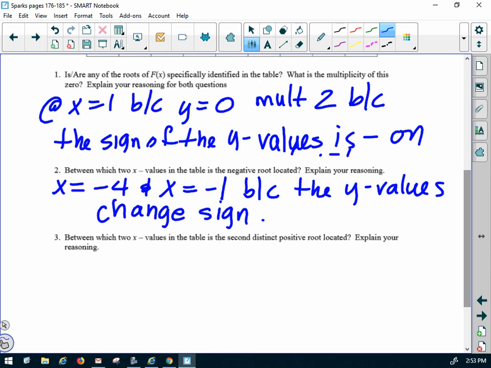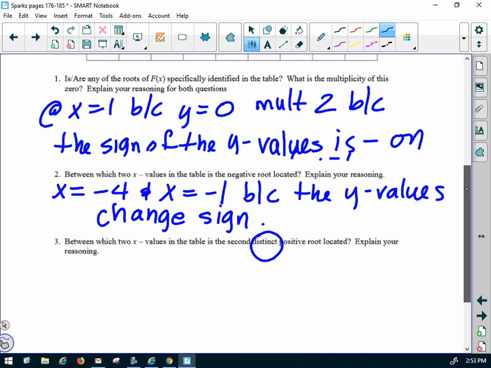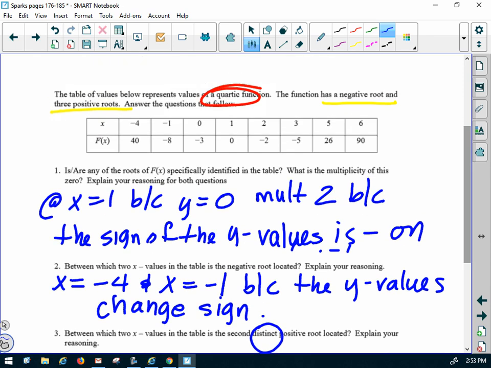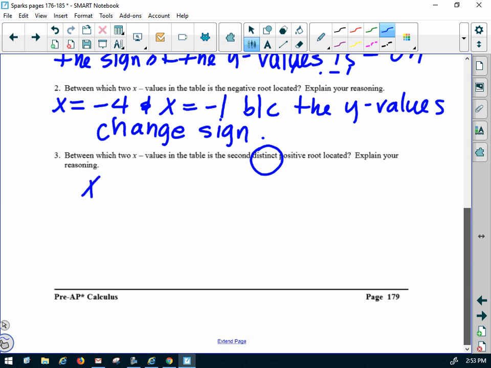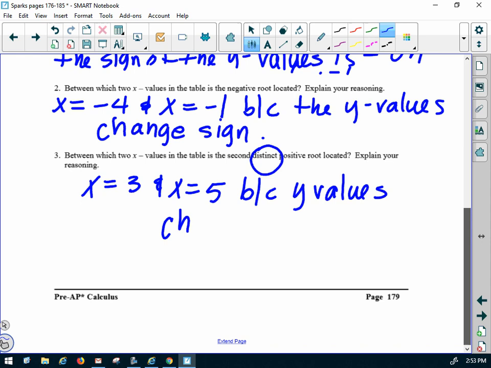Look at number 3. Between which 2 x values in the table is the second distinct positive root located? Please look at that word, distinct. Distinct means different. Why between x equals 3 and x equals 5? Beautiful. Between x equals 3 and x equals 5 because the y values change sign. Sarah, does this answer your question?